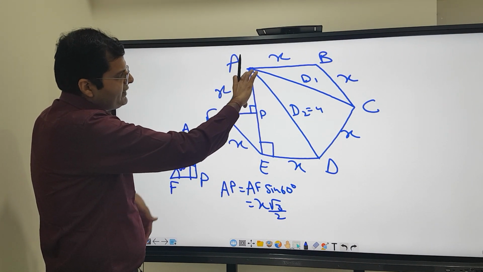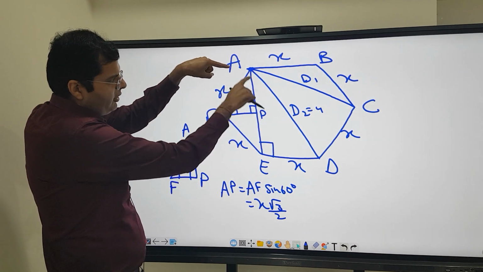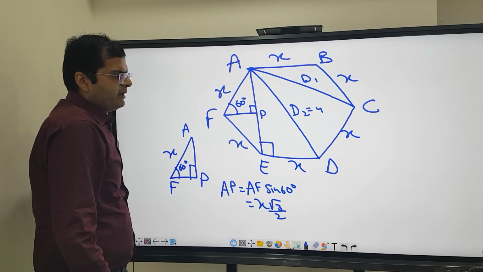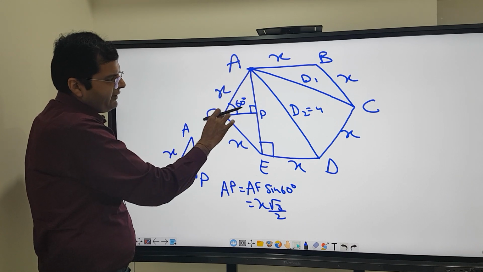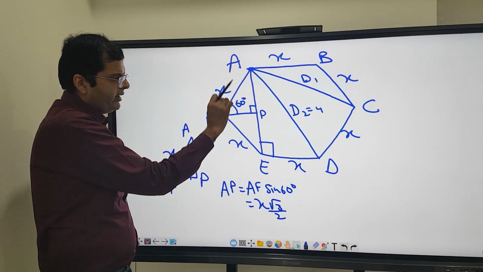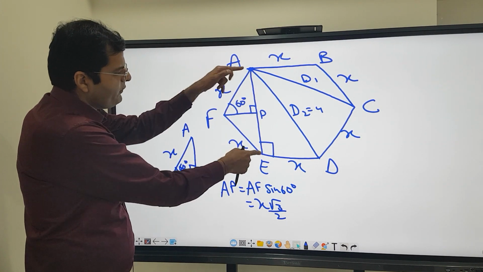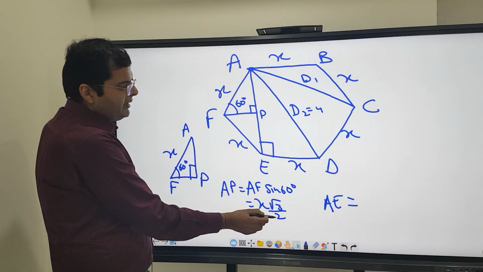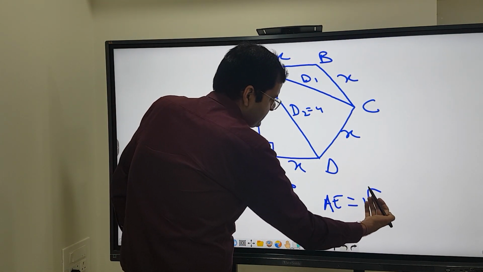So AP, if you look at it, is half of AE, because the perpendicular that I draw will cut this diagonal into half in a regular hexagon. Also from symmetry, this right angle triangle and this right angle triangle are equal, so AP should be equal to PE, meaning these triangles are congruent. So AP is half of AE, which means AE will be double of AP. AP is x into root 3 by 2, so AE is root 3x, or x root 3.